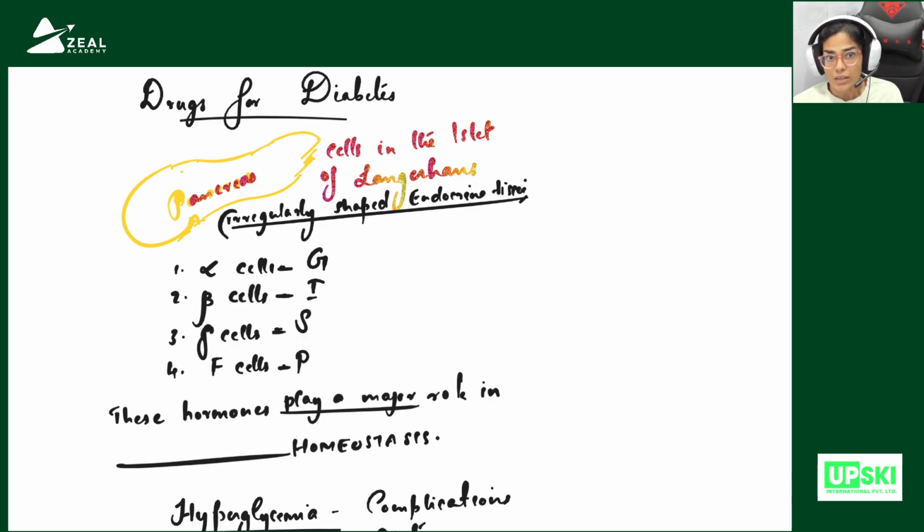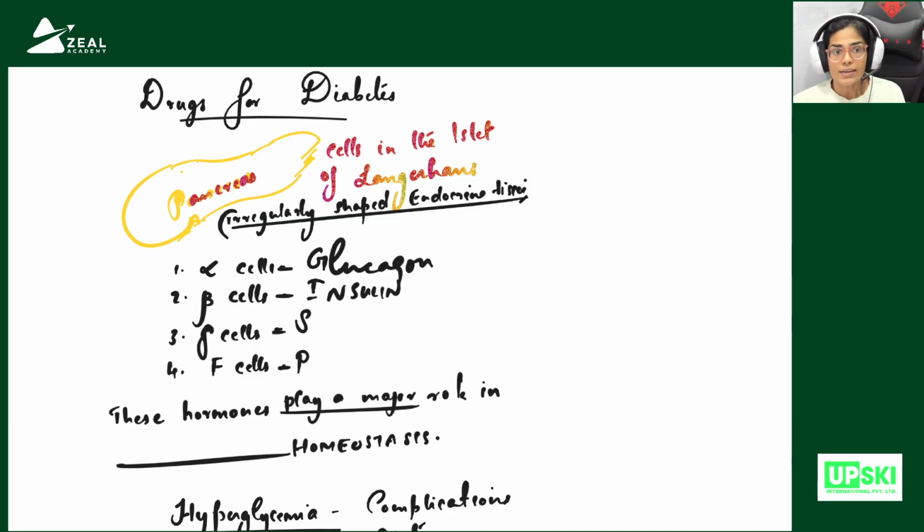Here, in the islets of Langerhans, we can see regularly shaped patches of endocrine tissue, which are full of different types of cells. Primarily, there is one specific type of cell called alpha cells. The alpha cell is responsible for the production of glucagon. Then we have beta cells. Beta cells are responsible for the production of insulin.